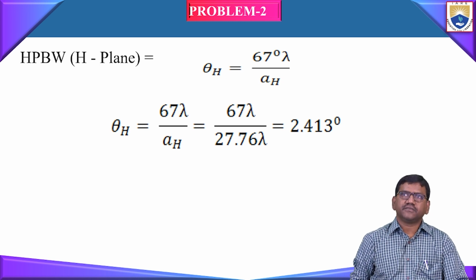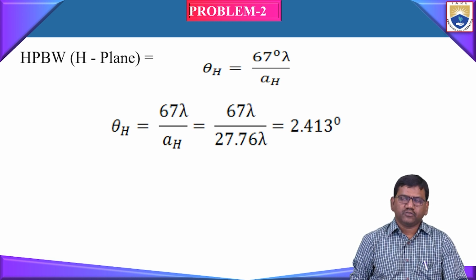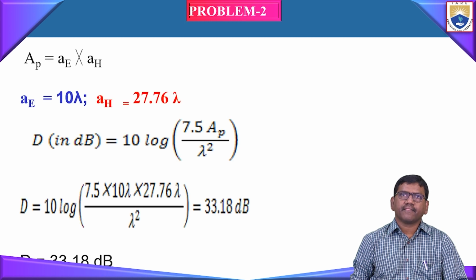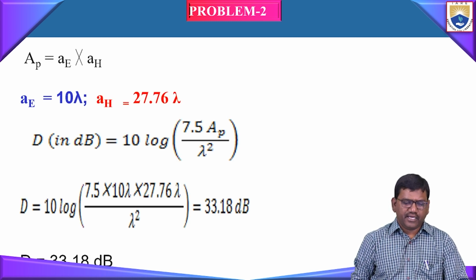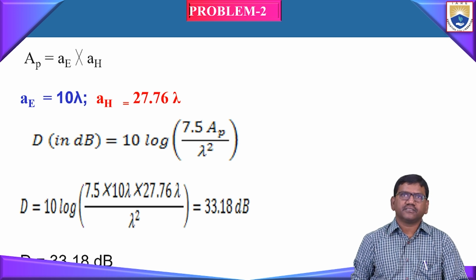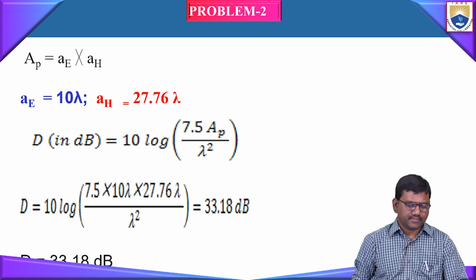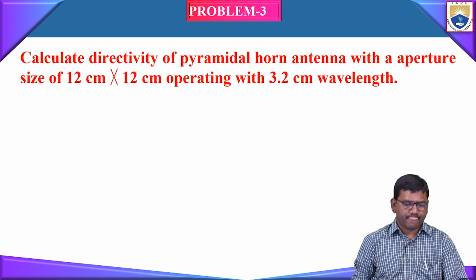Similarly, theta H is equal to 67 degrees lambda by AH, and we will get 2.413 degrees. And directivity is equal to 10 log 7.5 AP by lambda square, and AP is equal to length into breadth, which is given as AE into AH. Approximately, if you calculate the value, you will get 33.18 dB.